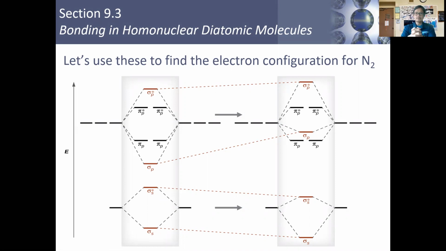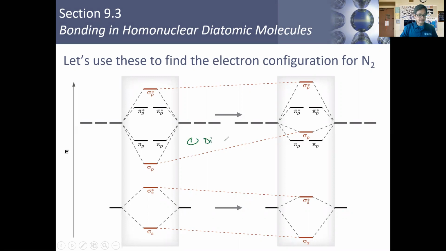We're running low on time here, so what I would like you to do is write out the electron configuration for dinitrogen. Let me give you the data here that you'll need in order to get this done. So what do we know about dinitrogen? First of all, dinitrogen is going to be diamagnetic as well. So we know that about N2.